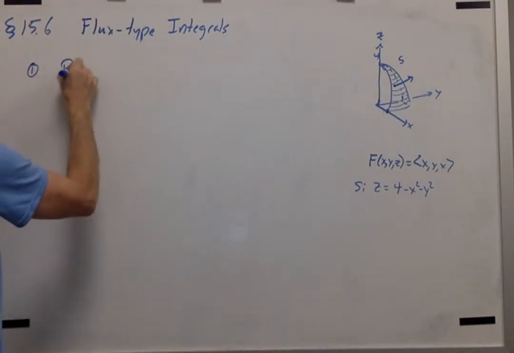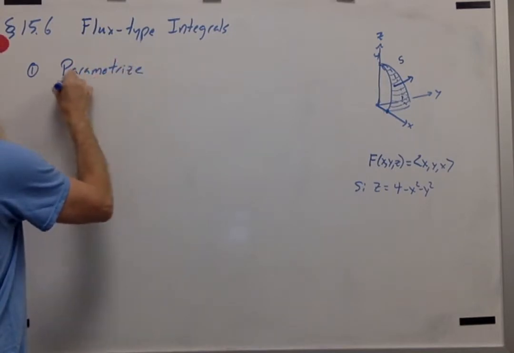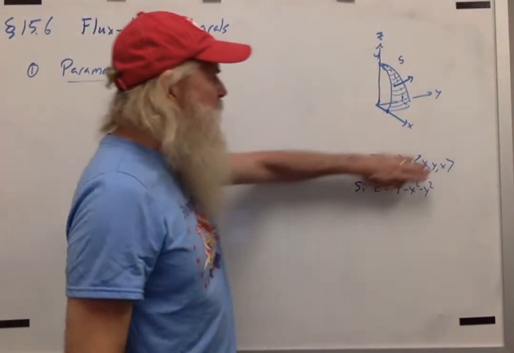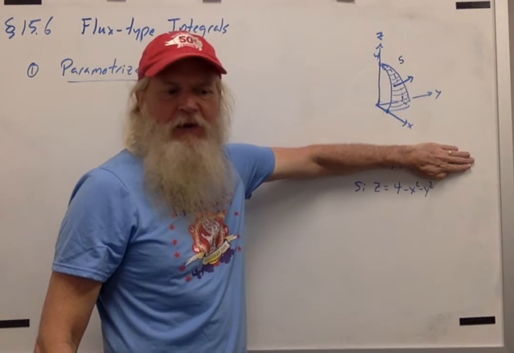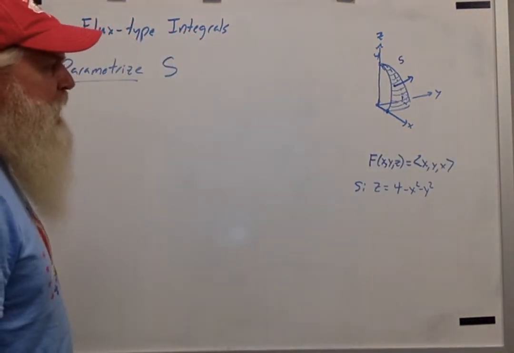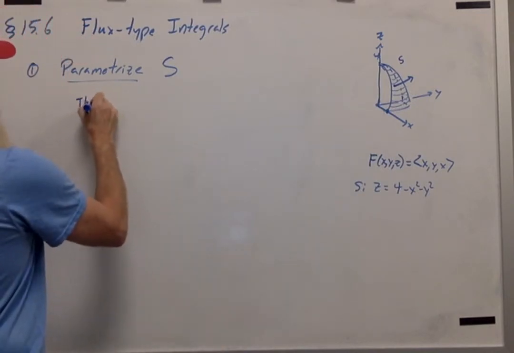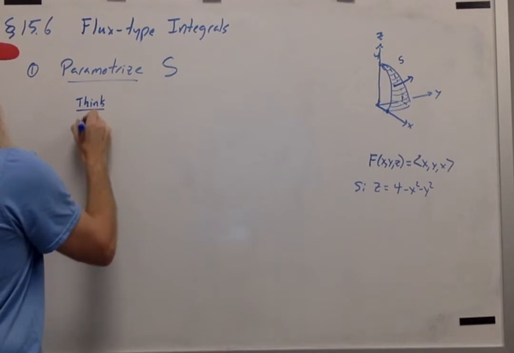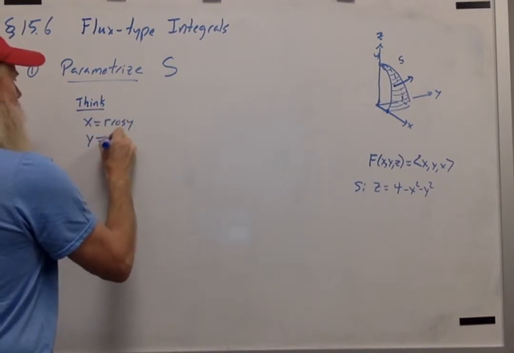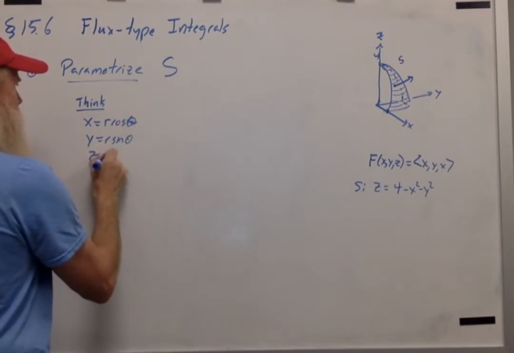Step 1 is to parameterize. Remember, what we're parameterizing is the surface. When you carry out the parameterization, it has nothing to do with the vector field at all, just the surface. As I said, we're going to use adapted cylindrical coordinates to carry out this parameterization. So in our thought bubble, we're letting x equal r cosine theta, y equal r sine theta, and z equals z.